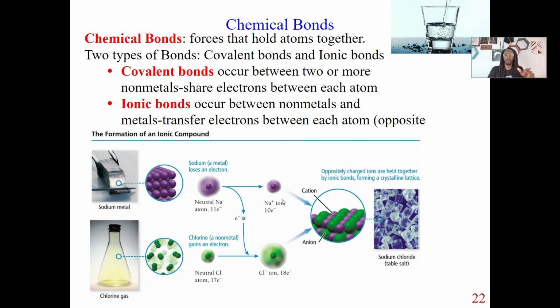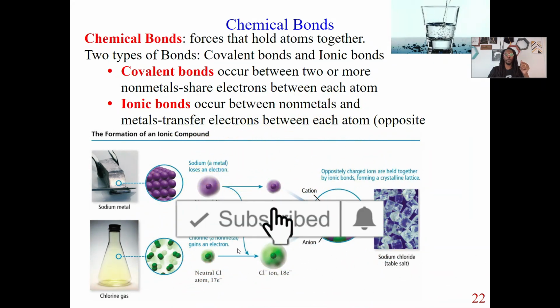Now, what is going to happen to this electron that's being lost? Well, let's look at our friend over here, chlorine. Chlorine is a nonmetal, and we understand with nonmetals, they like to gain electrons. Right now, this chlorine atom has 17 electrons. And remember, chlorine has 17 protons. If you're neutral, you're going to have the same amount of electrons as your protons, at 17.